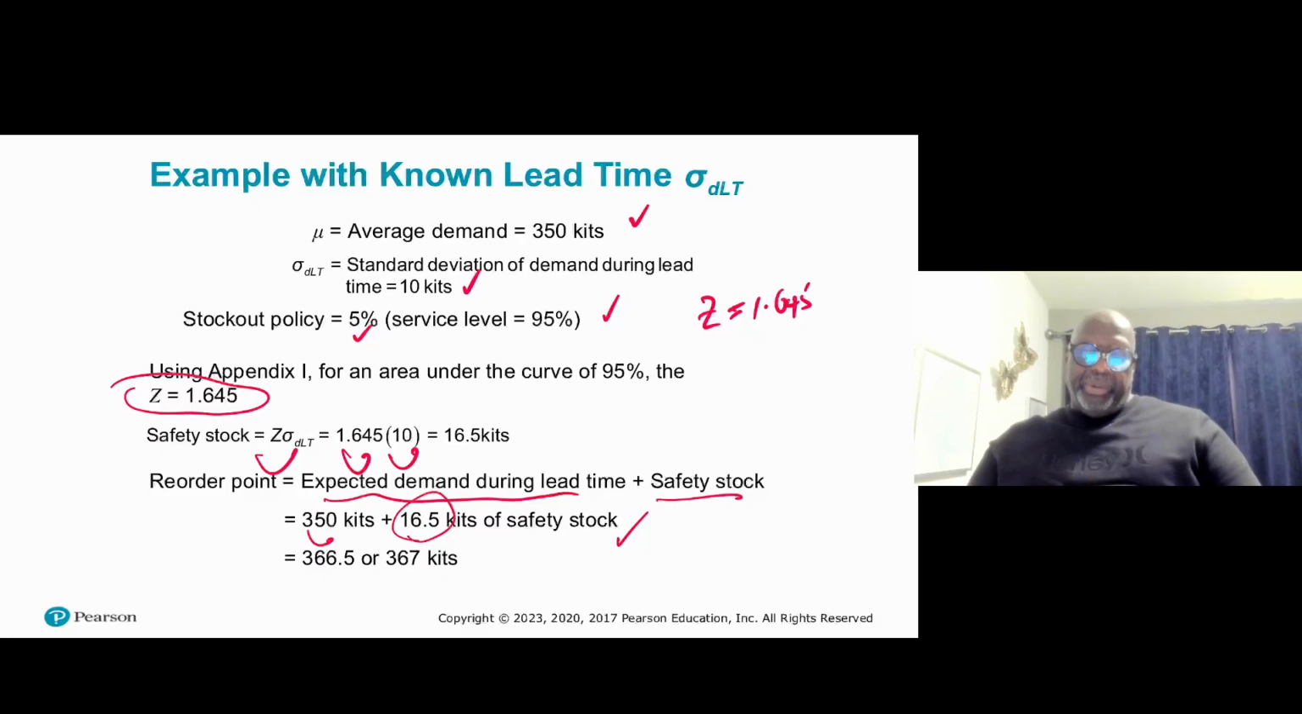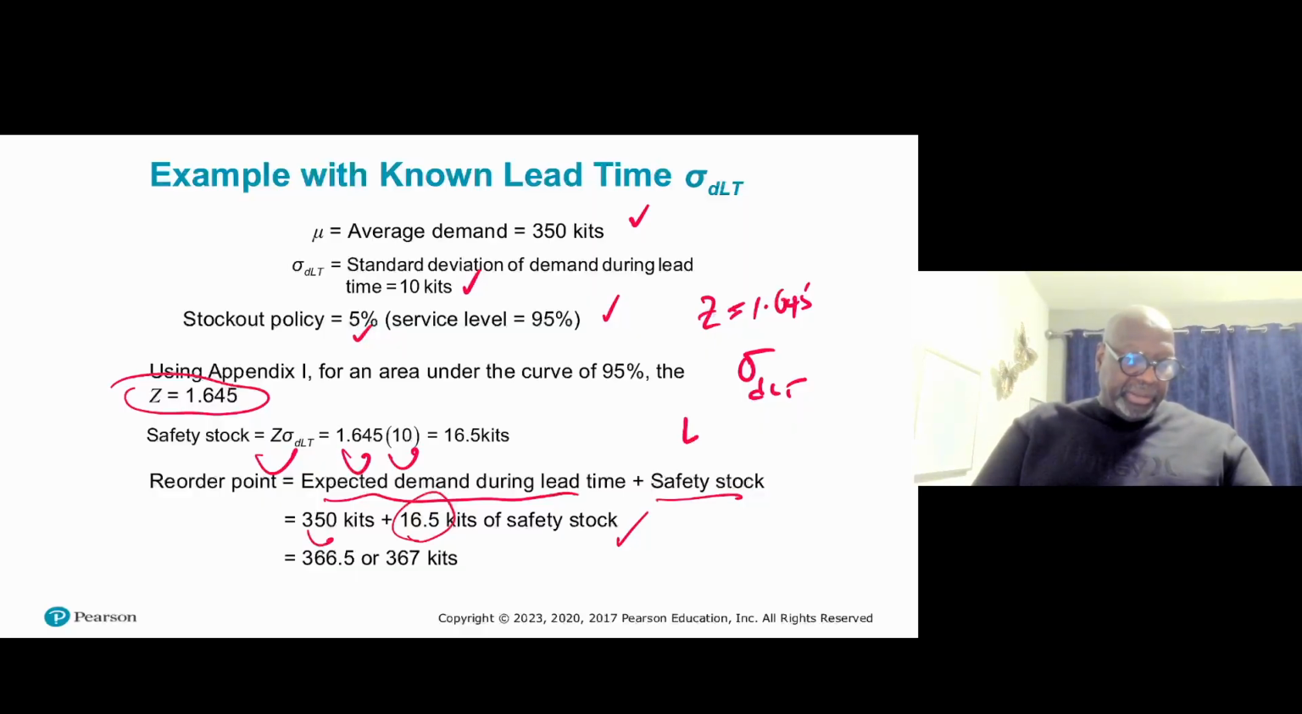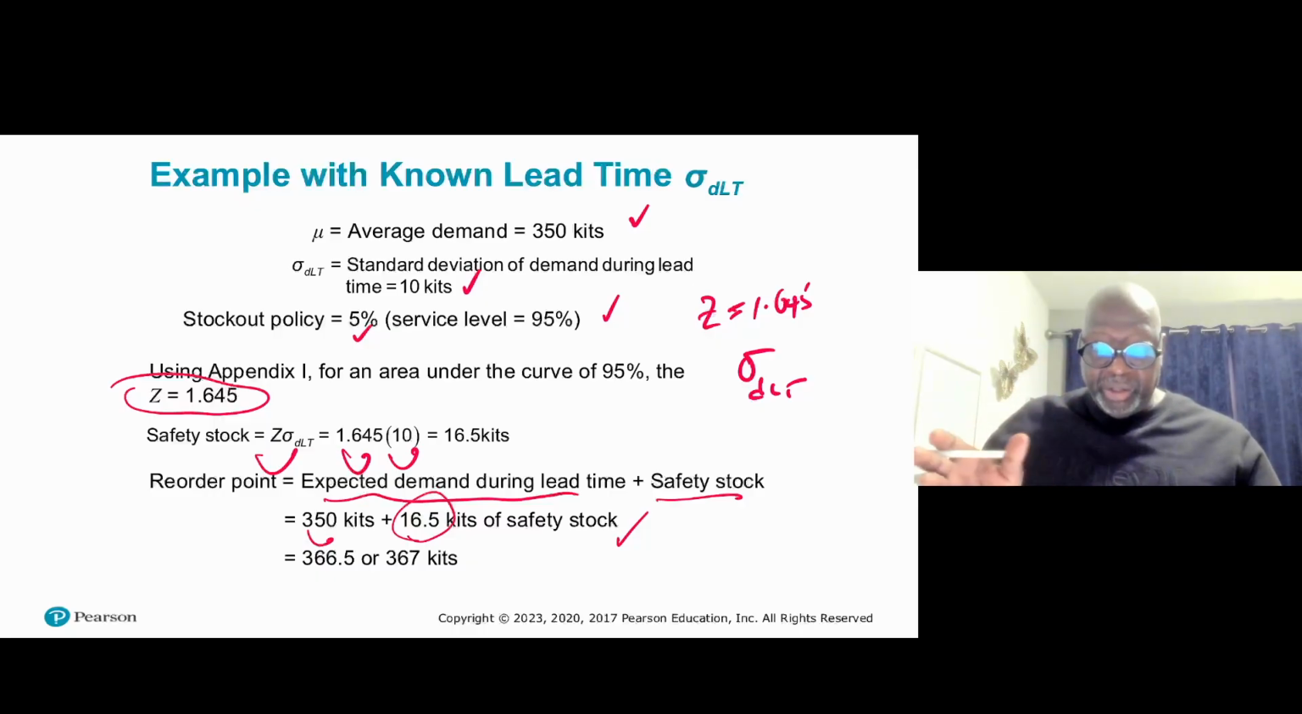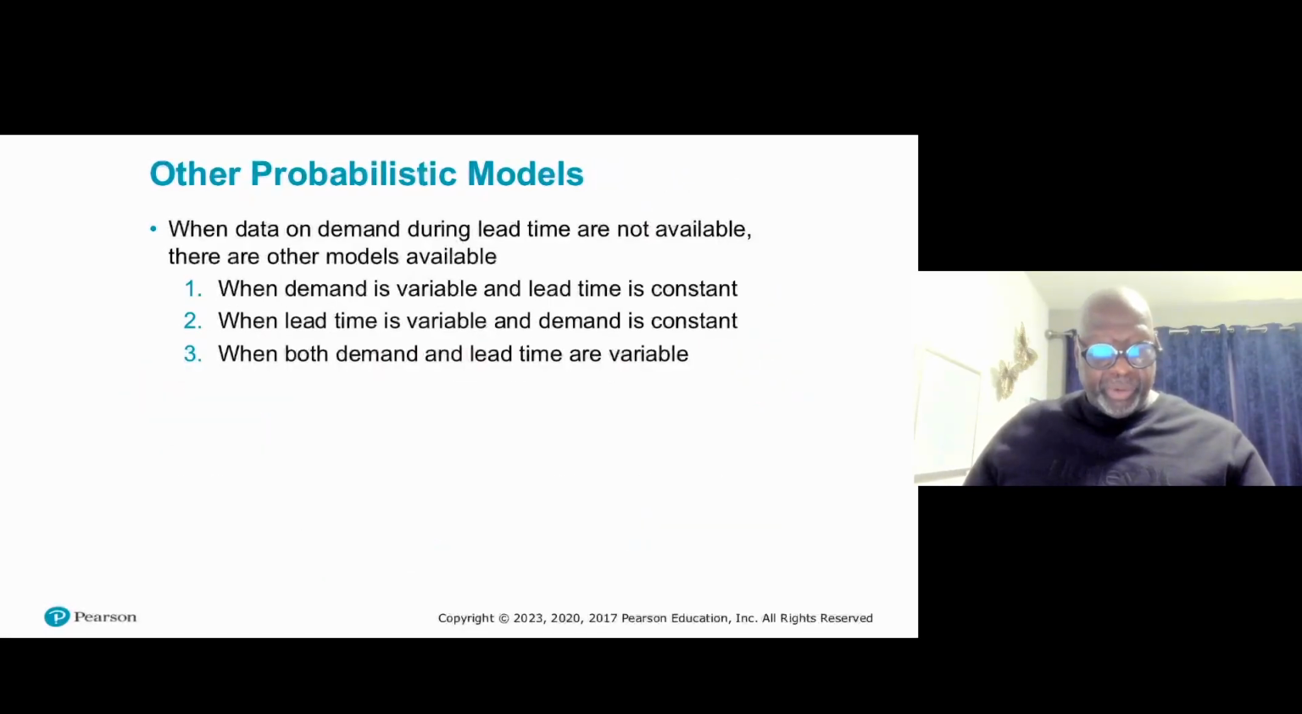So in this example, you were just given sigma DLT. You were not told whether the lead time was constant and the demand was variable, the lead time was variable and the demand was constant, or the lead time was variable and the demand was variable. We were not given all of that information, which is given the standard deviation of the demand in the lead time. However it came about. So that's the easy case for you. If you were given the scenario where one is variable and the other one is constant, then you'd have to use one of those formulas that I showed you earlier. Okay.